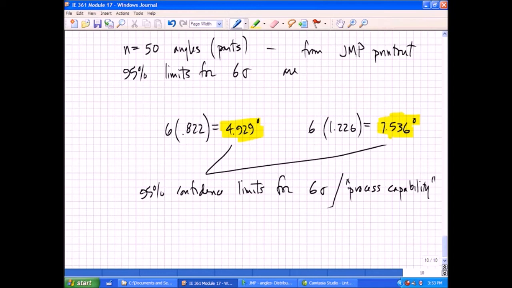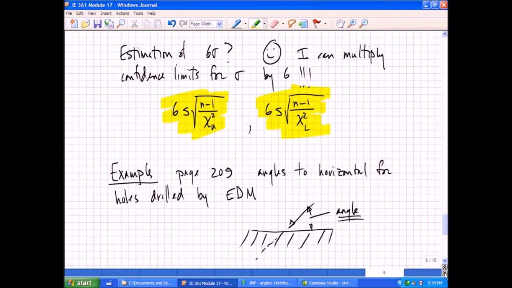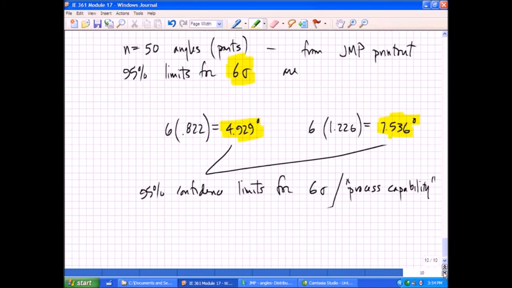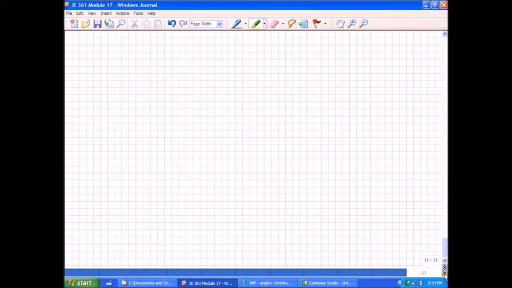So that's really very straightforward. If my definition of capability is 6 times the standard deviation, and I know how to make an estimate of the standard deviation, well, then I know how to make confidence limits for 6 times the standard deviation.